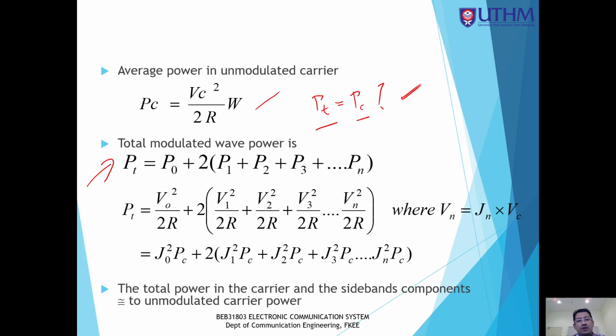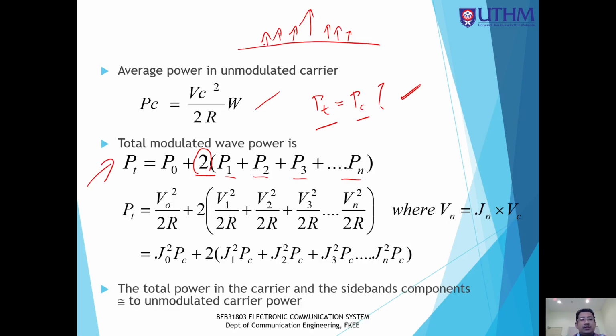The total power is equal to P0 plus 2 times P1 plus P2 plus P3 until Pn. Why do we multiply by 2? Because we have the upper sideband and also the lower sideband, so we need to multiply with 2 to accommodate both the lower and upper sideband.